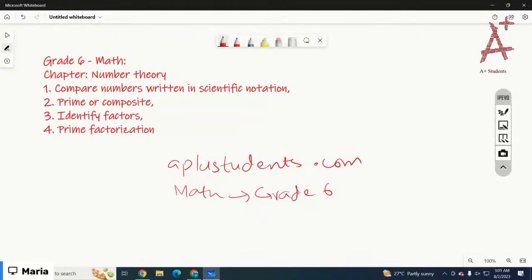We're going to start with chapter number 3, and the lessons we're going to cover today are comparing numbers written in scientific notation, prime and composite, identify factors, and prime factorization. So let's just start with the first lesson.